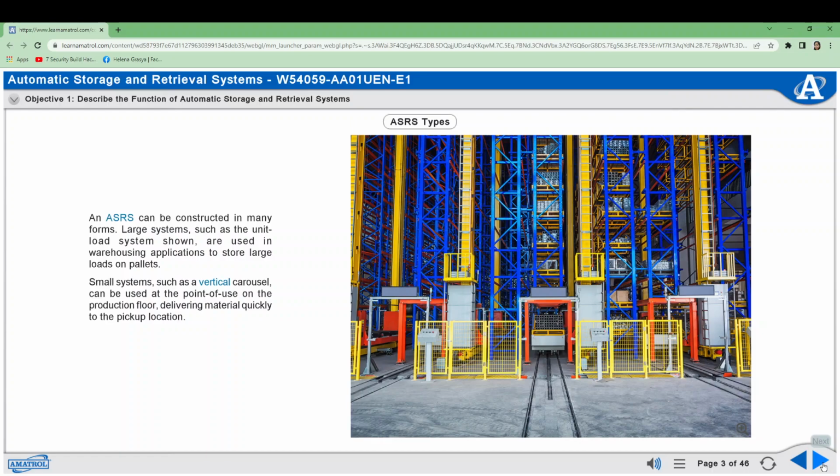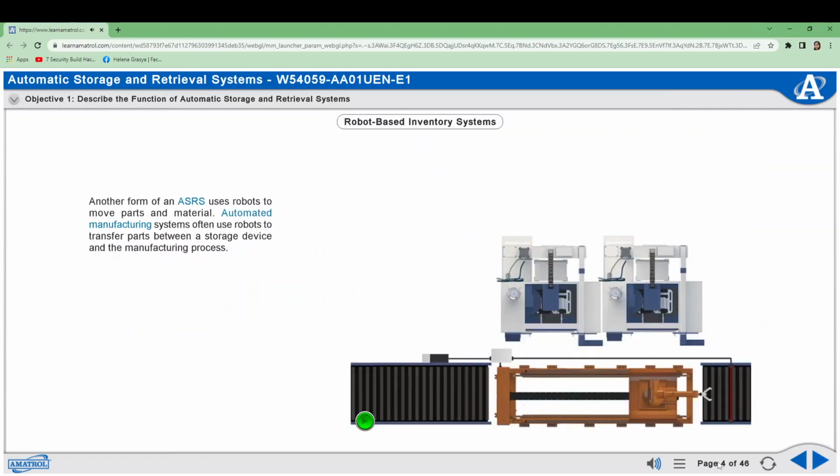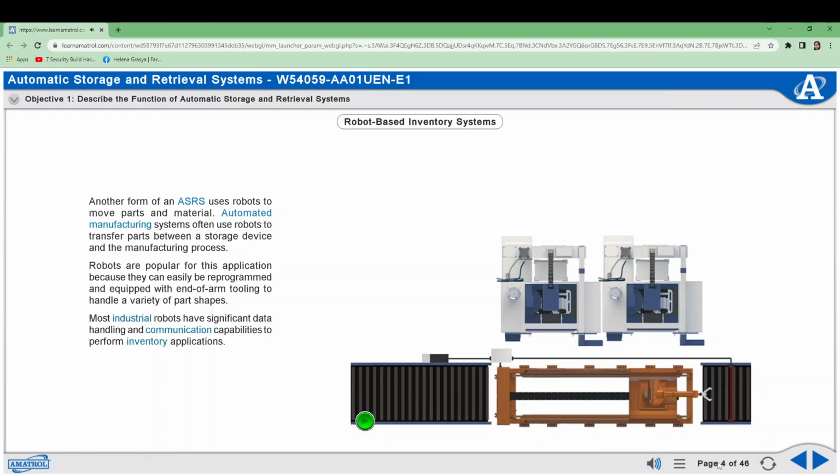Another form of an ASRS uses robots to move parts and material. Automated manufacturing systems often use robots to transfer parts between a storage device and the manufacturing process. Robots are popular for this application because they can easily be reprogrammed and equipped with end-of-arm tooling to handle a variety of part shapes. Most industrial robots have significant data handling and communication capabilities to perform inventory applications.